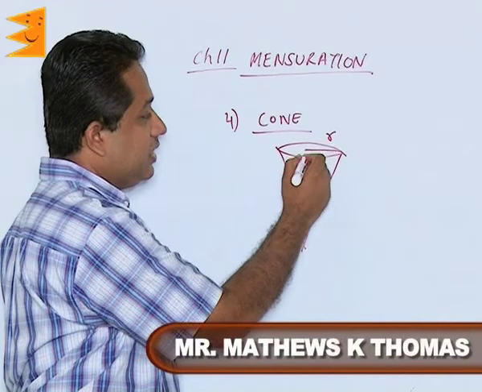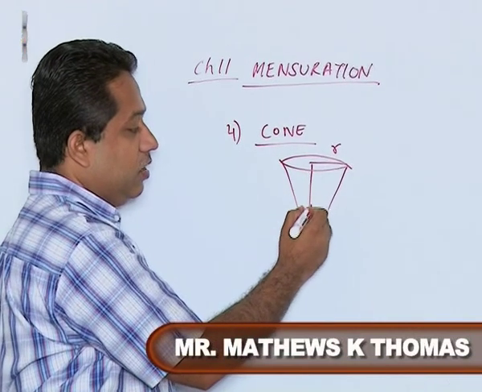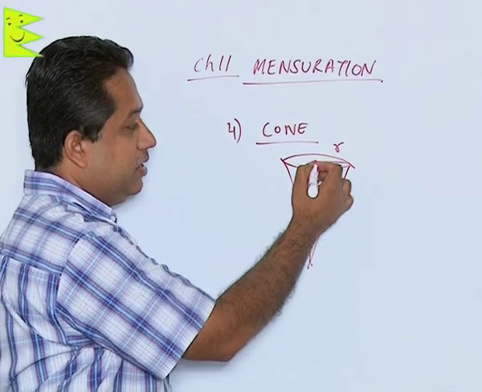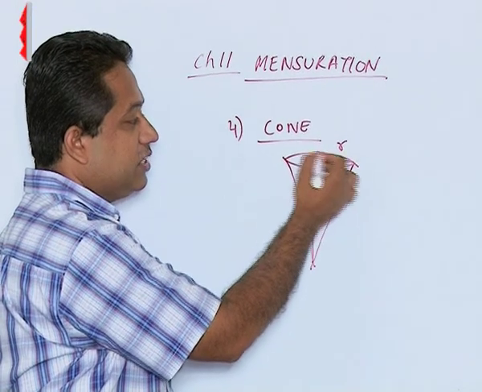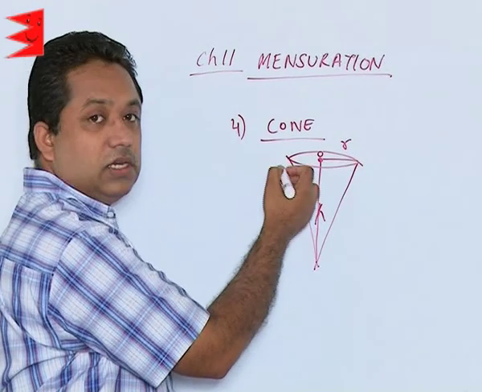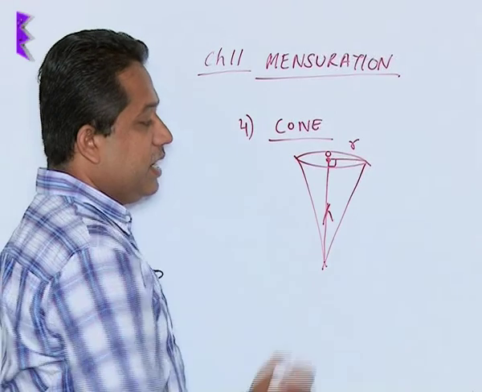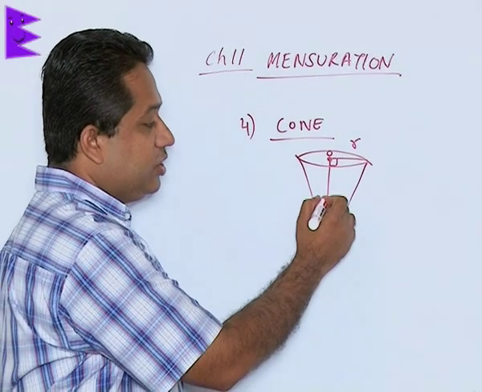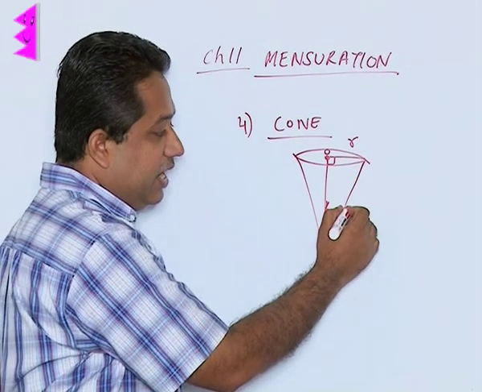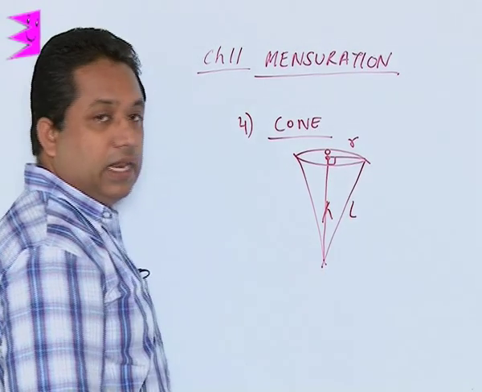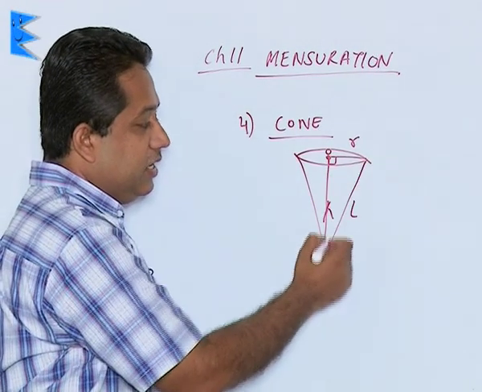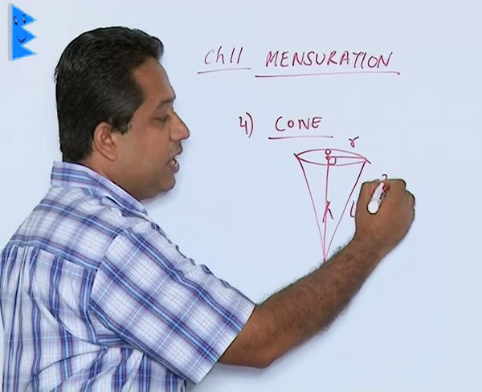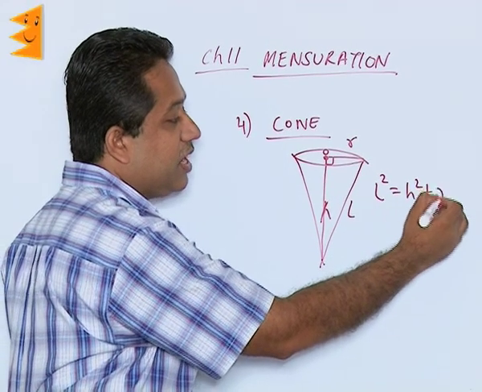This is the radius and this is the height. Now, the radius and the height, the meeting point will be O. This is actually the center of this circle, and this angle is going to be 90 degrees. So, we have h here and we have a slant height here. Now, this is represented by L, and since it is a right angle triangle, we are going to use the formula L square equal to h square plus r square.